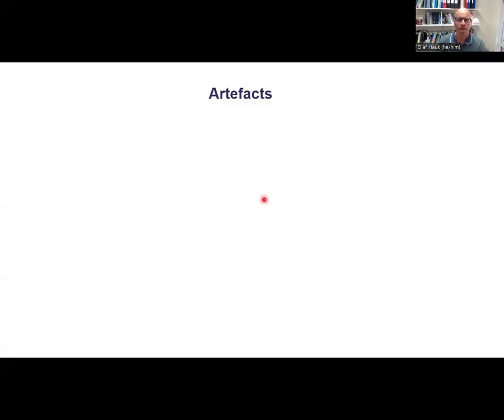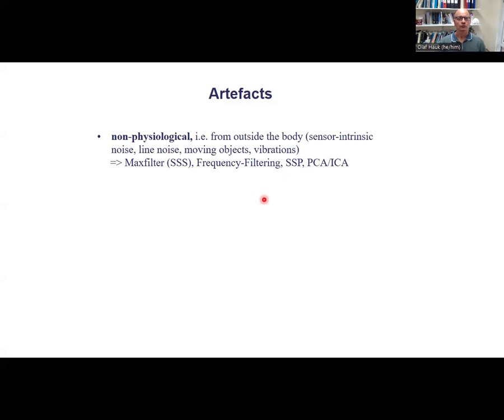Before we talk about individual artifact correction methods like frequency filtering or spatial filtering, we'd just like to make some general points about artifacts and artifact correction methods. I think they're even applicable to most data analysis methods, not just related to EEG and MEG. So first of all, let's start with a bit of classification of these artifacts.